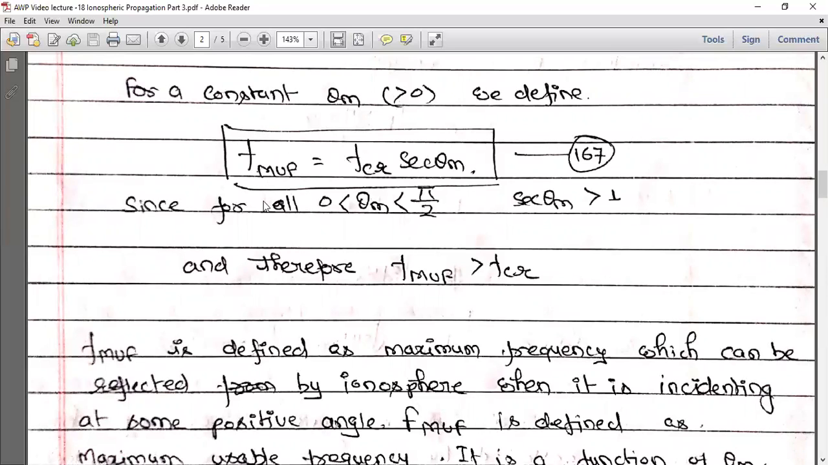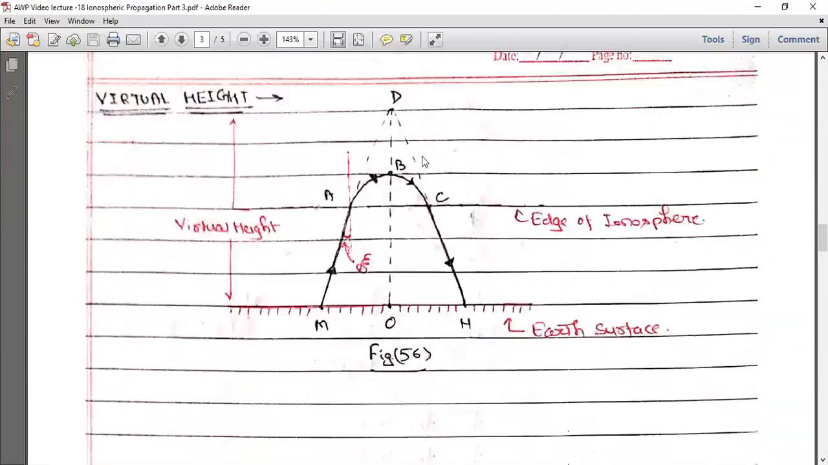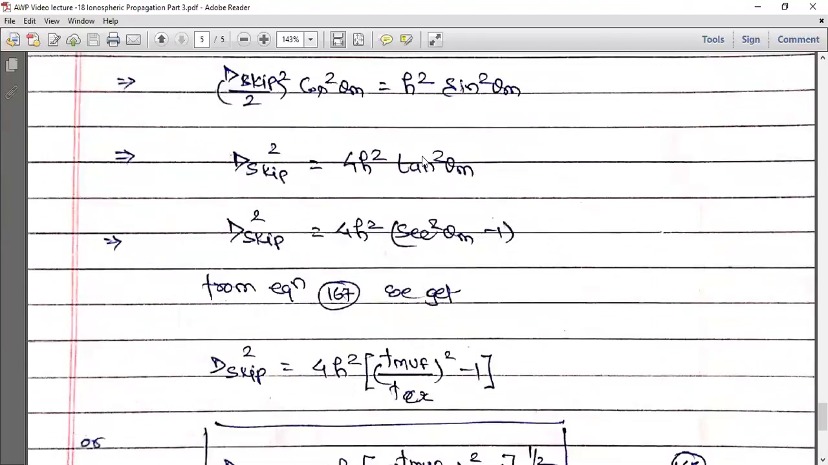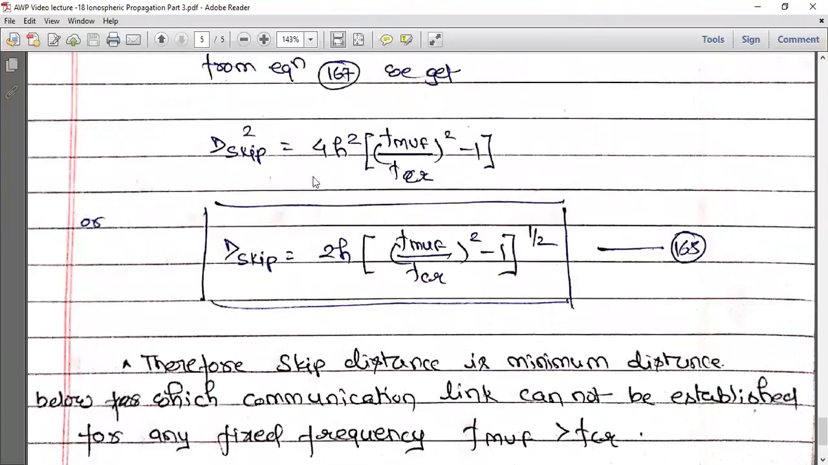we have this f MUF, or maximum usable frequency. Keep this in mind that f0 in this particular description of skip distance was the maximum usable frequency. So maximum usable frequency and critical frequency are related by this expression. From this expression, we have sec theta m is equal to f MUF upon f critical. Using this expression, we find skip distance to be given by 2h into (f MUF upon f critical whole square minus 1) to the power 1 by 2.